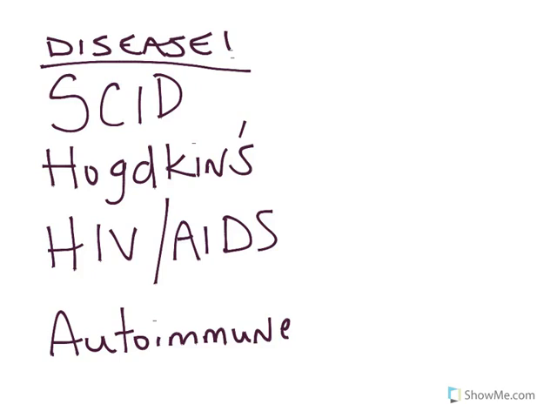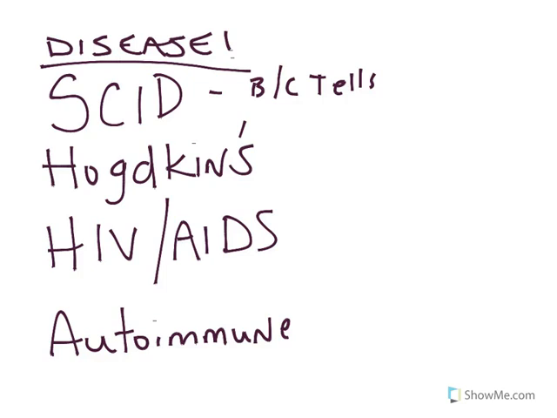First is called SCID. It stands for severe combined immunodeficiency. And in this case, it's a genetic defect where your B and your T cells are affected. They are defective, I should say, and they are so defective that you are susceptible to most every bacteria and virus out there. So this can be a fatal disease for people. It's treated with bone marrow transplants and with other types of medications.